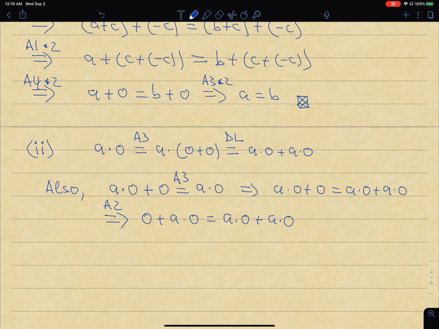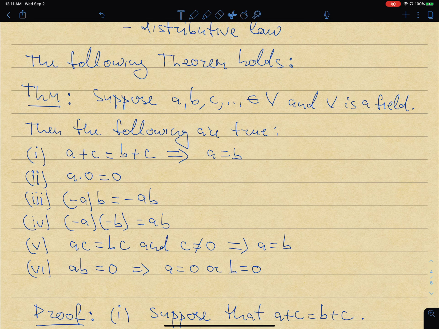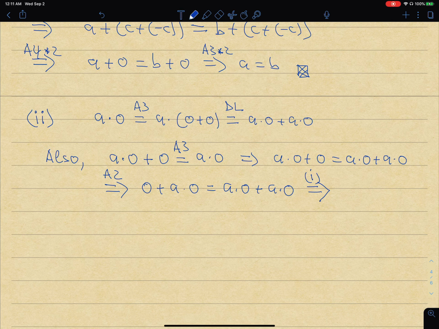Okay, but now I can compare this to the first property that I just proved. What did the first property tell me? It told me that if I have A plus C equal to B plus C, then this is going to imply that A is equal to B. Well, that's what I have here, right? I have 0 plus C equal to A times 0 plus the same number. So by property 1, it follows that 0 is equal to A times 0, which is precisely what I wanted to show.